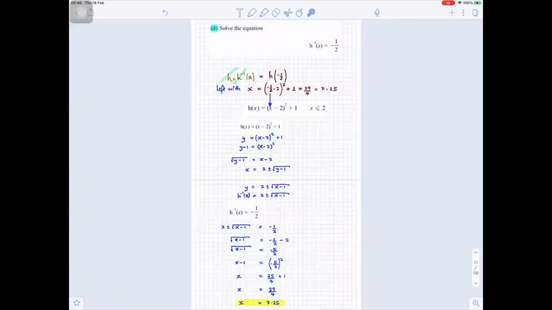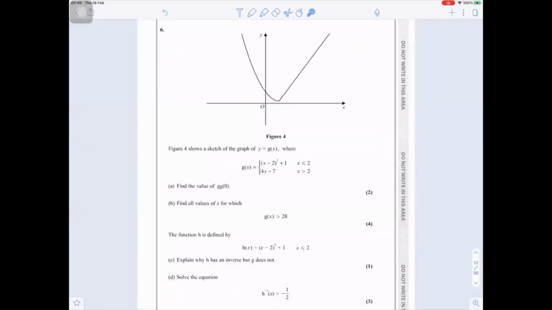And if you notice, your answer of 7.25 there is the same as this 7.25 there. So this answer of 7.25 is the same as this answer of 7.25. It's the same. So this way is quicker. This way is longer. That's question 6.